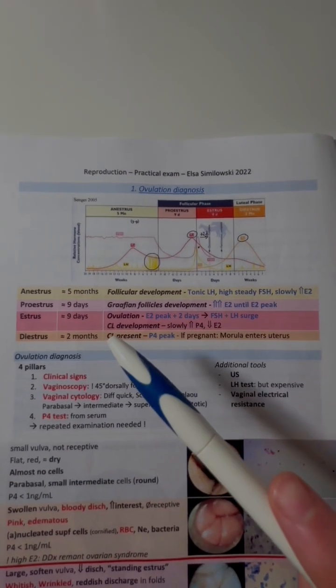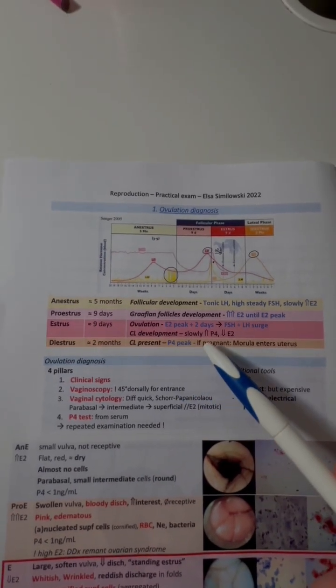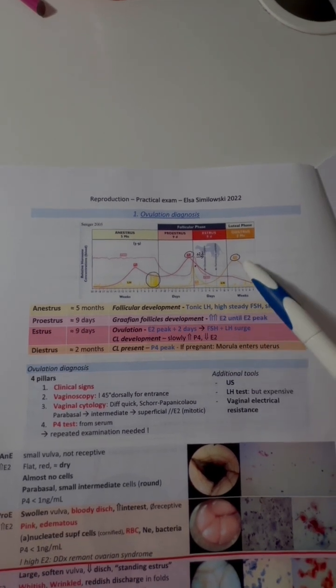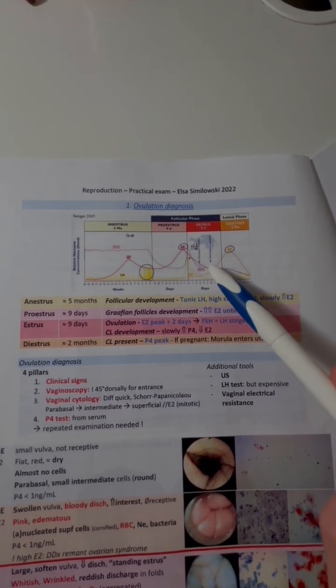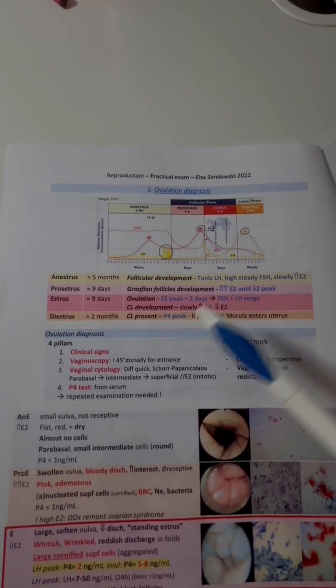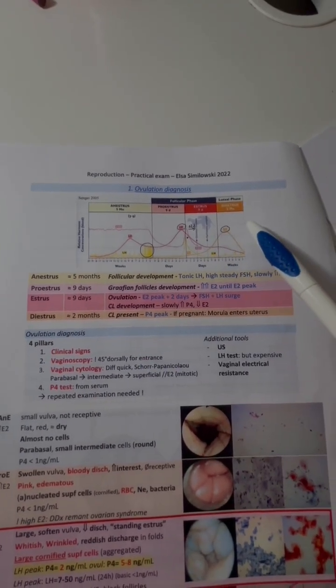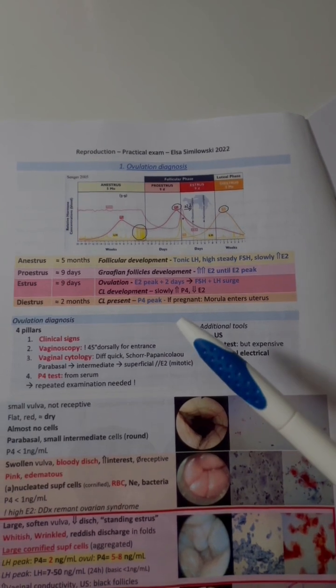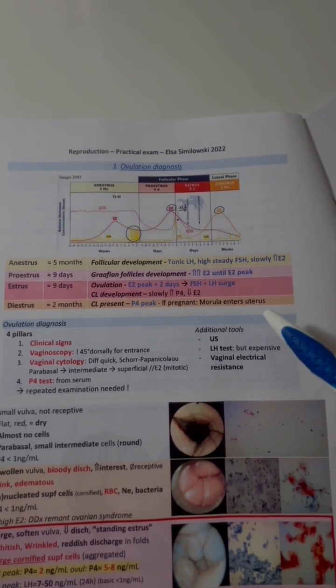And then the corpus luteum also develops, so P4 elevates slowly and then E2 decreases. At diestrus, the corpus luteum is present and the P4 peaks. If the animal is pregnant, the morula enters the uterus.